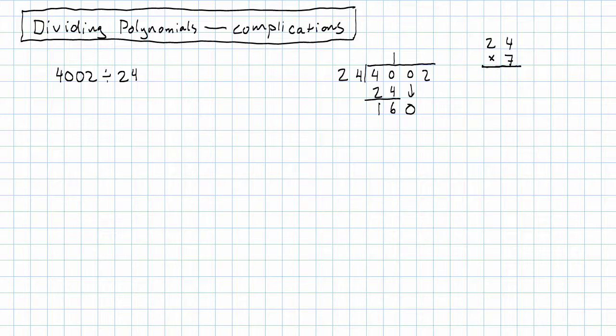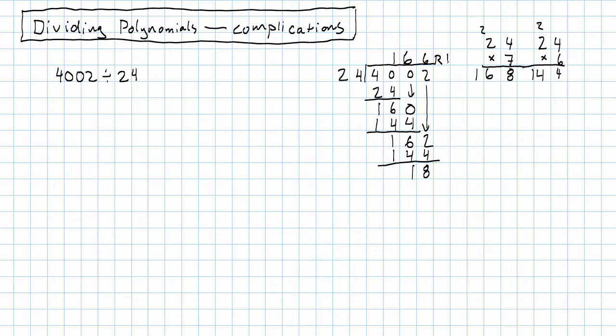Here's this awkward guessing that we don't have to do with polynomials. 7 times 24 is 168, 6 times 24 is 144. Okay, 7 was too big. Let's try 6. Okay. 24 goes into 160 6 times. Into 162 still 6 times. And then a remainder of 18. Okay. Why am I looking at this problem?